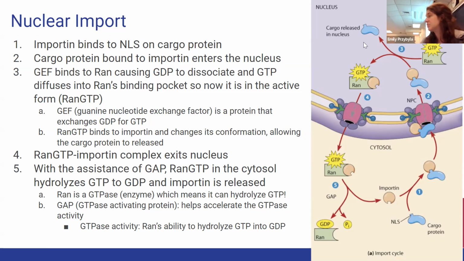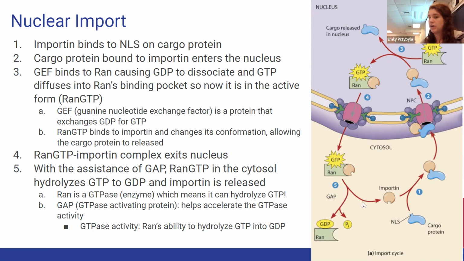So they're hanging out here. The cargo gets in, it's not released, so it probably can't do its job, but we won't focus on that. Importin starts to build up in the nucleus, because to leave the nucleus, it needs to be bound to RAN-GTP. If we have a bunch of importin in the nucleus, that means we have lower levels in the cytosol. So import overall is going to slow down and possibly stop, depending on the cell's reaction to that, which we do not know.